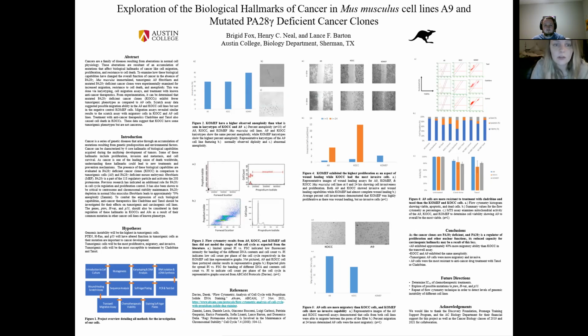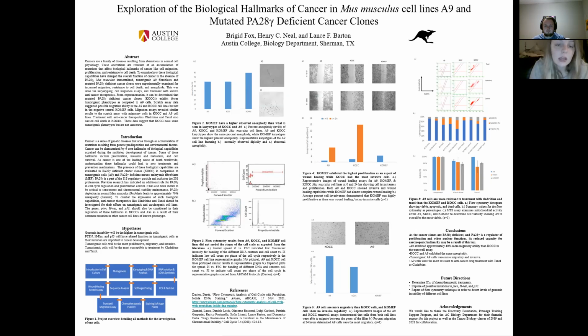In figure 2, you can see how karyotyping revealed KOMEF cells to have the highest aneuploidy and how A9 and KOCC cells had the same percent aneuploidy. Figure 3 shows us how flow cytometry data was not indicative of the expected range as exemplified in part B. This makes us rely more heavily on karyotyping to draw conclusions on genomic instability.